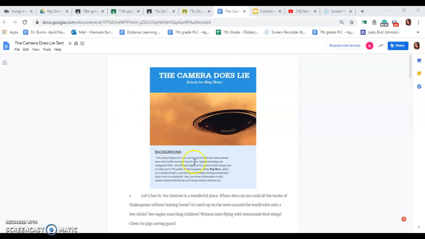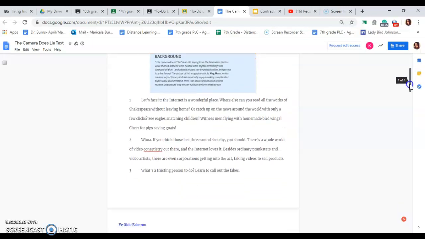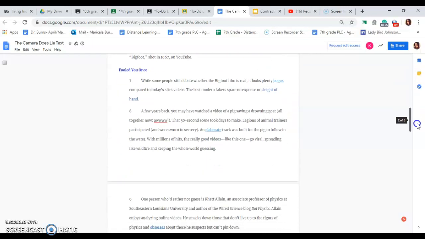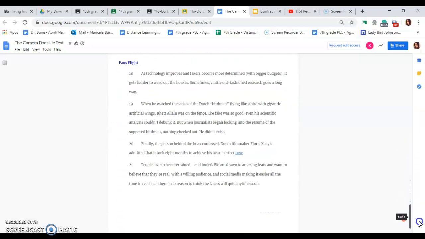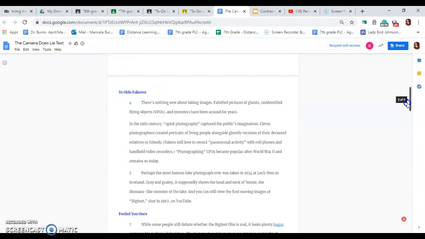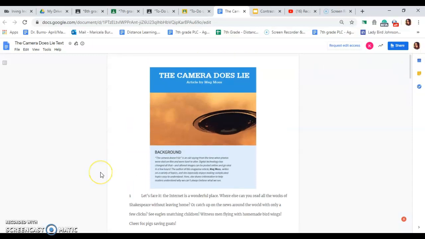So we left off here in video 1, and The Camera Does Lie has all of the text available. If you keep scrolling down, you have to read all of this, and that's basically the text. And in order to give preference to our signposts, we're definitely going to be looking as you read.